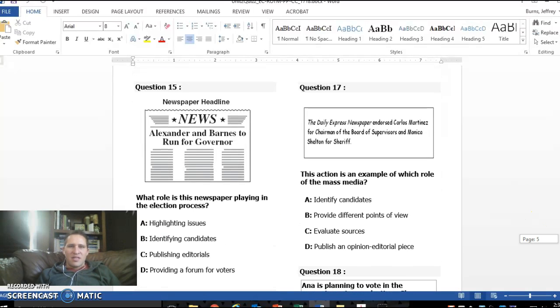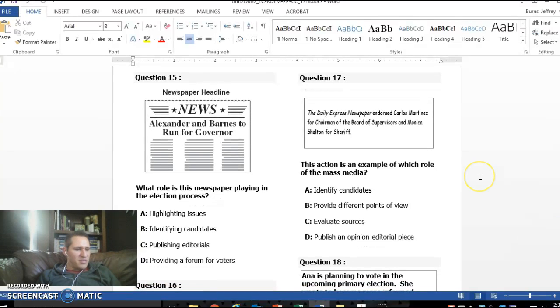All right, 17. Always is a tough one. Very disappointed that this is a tough one. All classes, 21 to 62% was the range. A lot of you missed this word, endorsed. The Daily Express newspaper endorsed, supported, gave their opinion that they want Carlos Martinez to be the chairman of the Board of Supervisors and Monica Shelton to be sheriff. They stated an opinion. A lot of you picked A. The answer is D, publish an op-ed piece, because of that word endorsed. Endorsed means to support, to give your opinion.